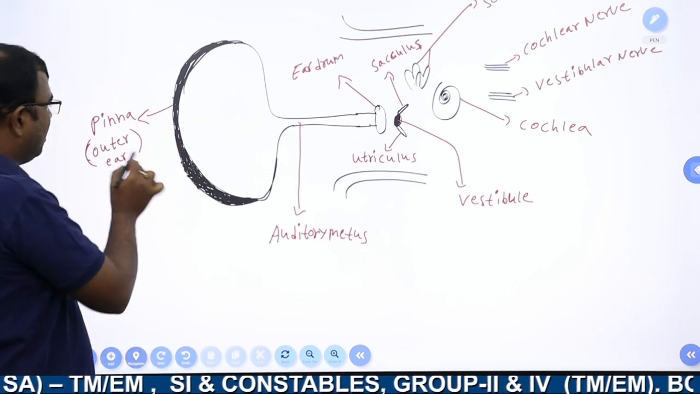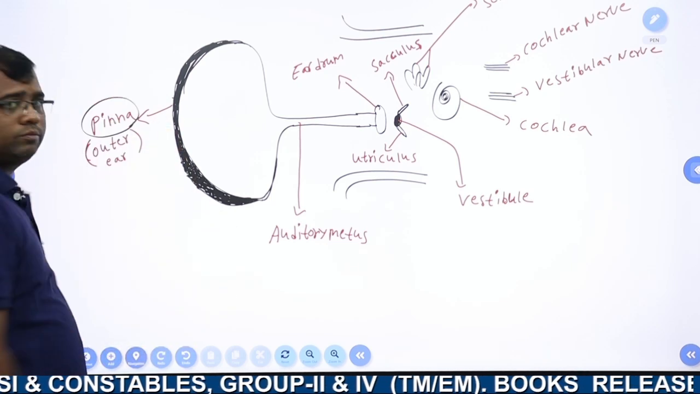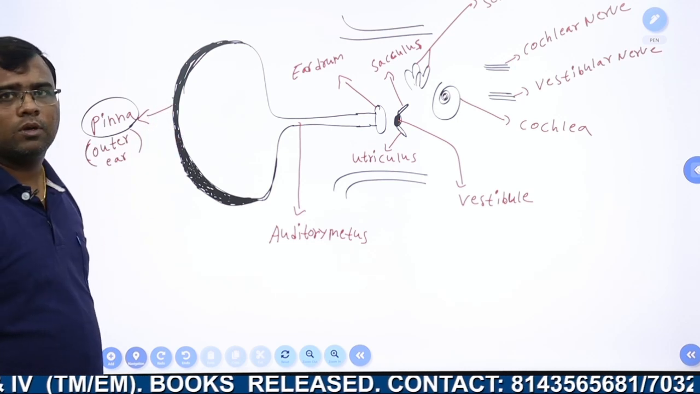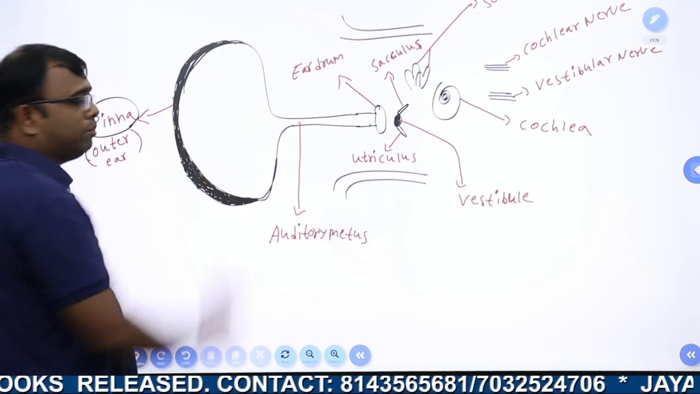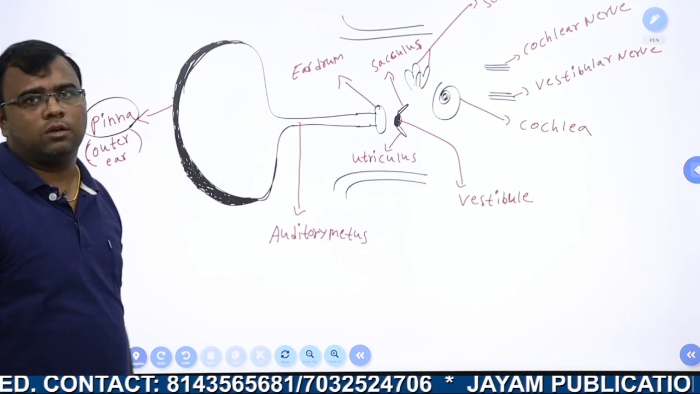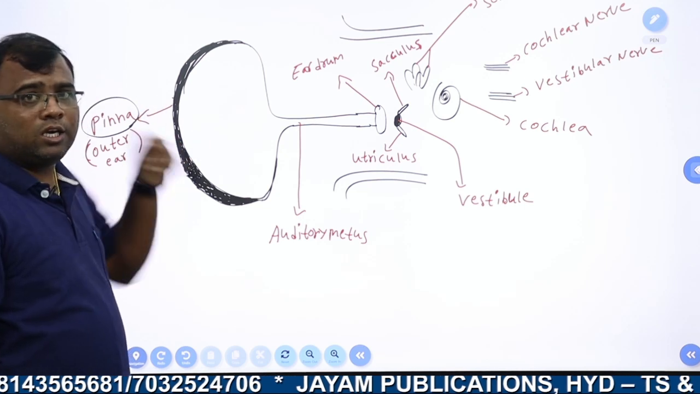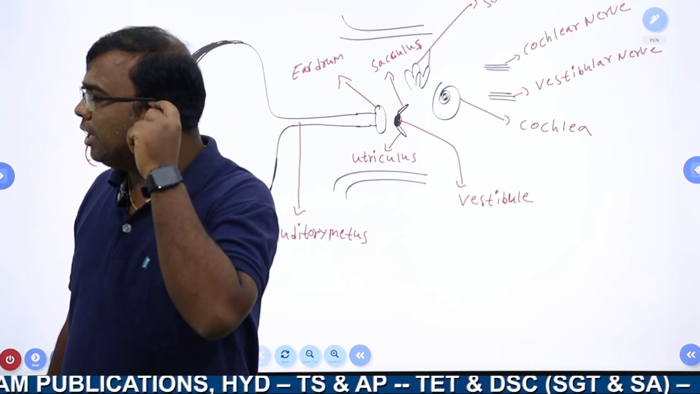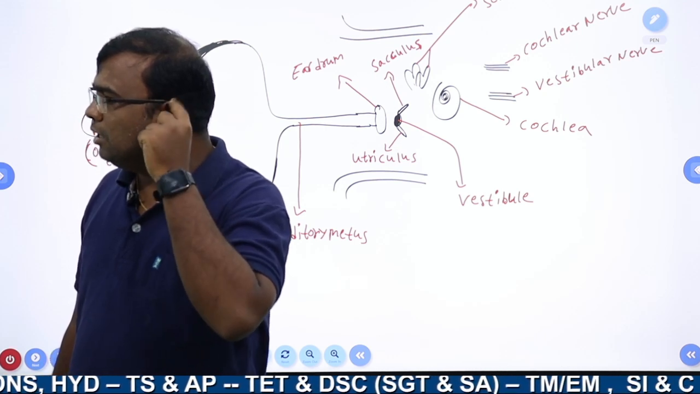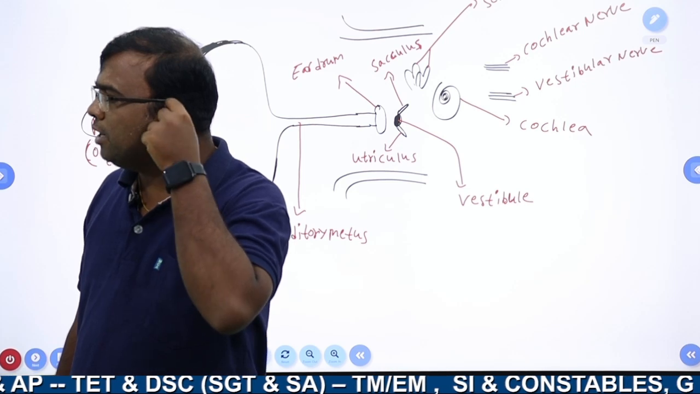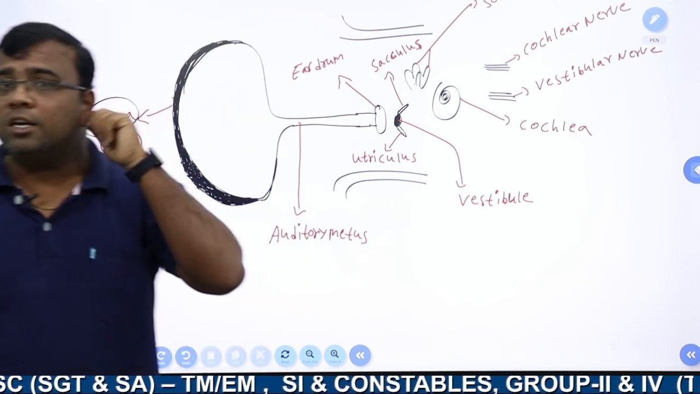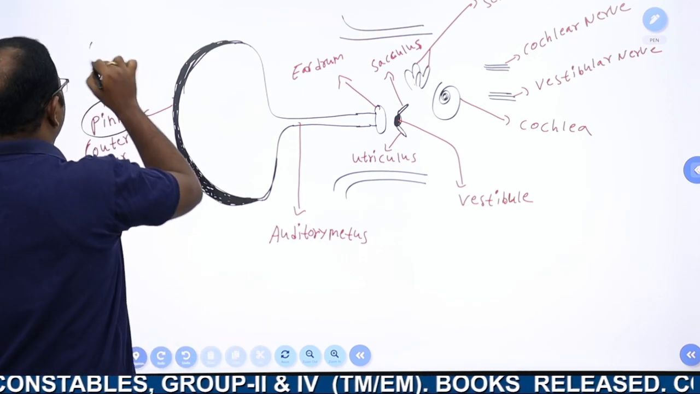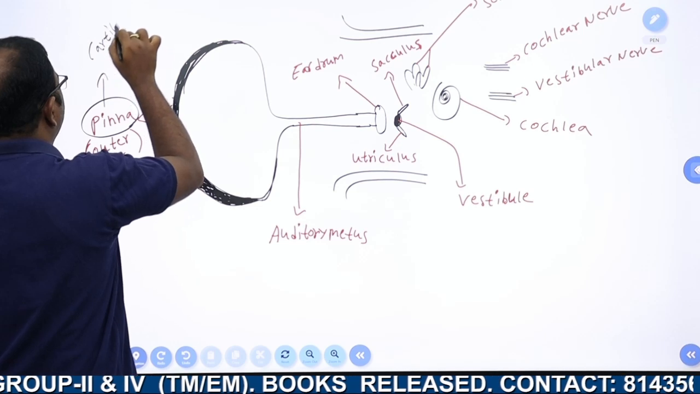The outer ear is also called the pinna. The outer ear is made up of cartilage. That means the pinna is made up of cartilage.